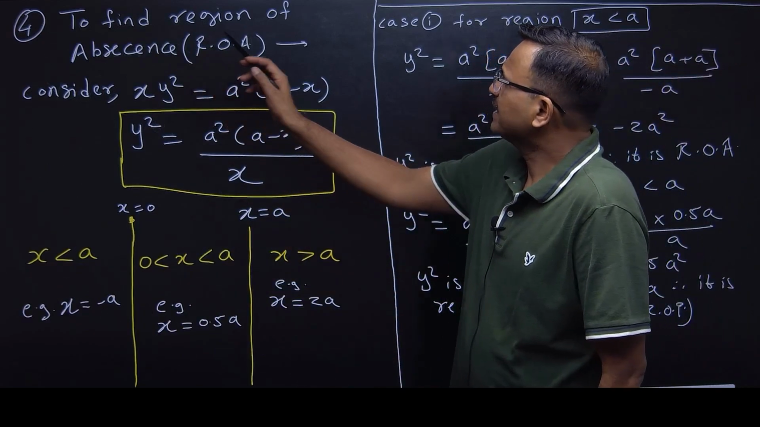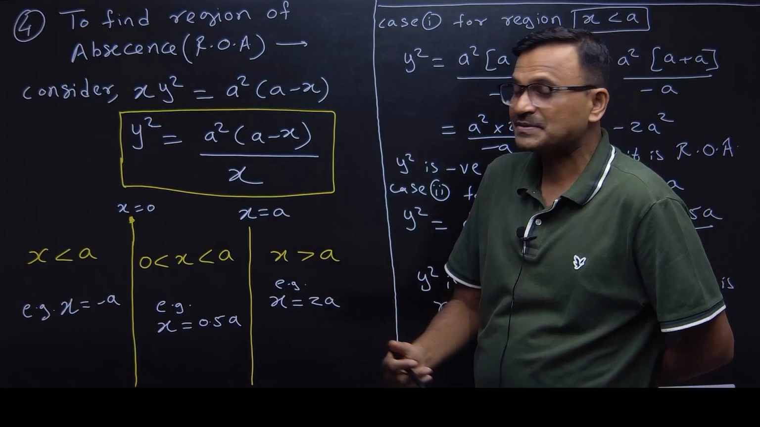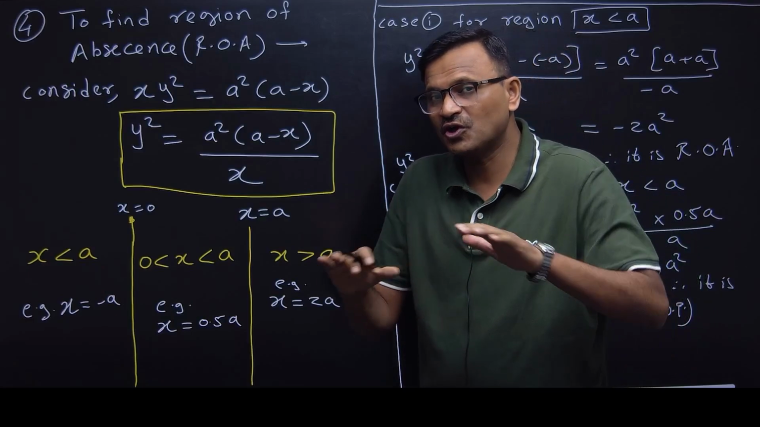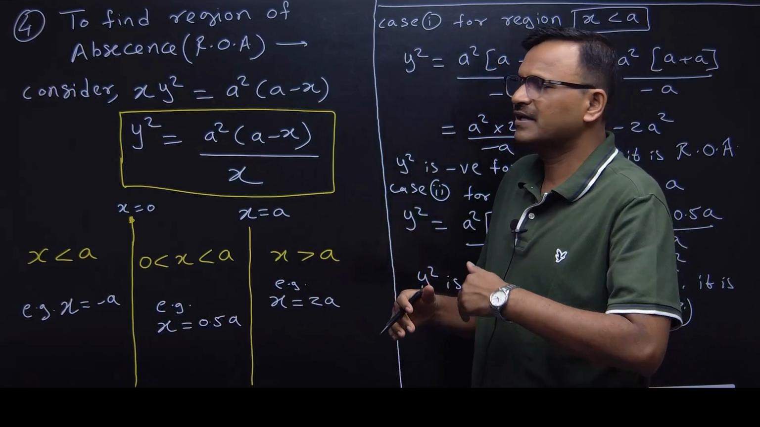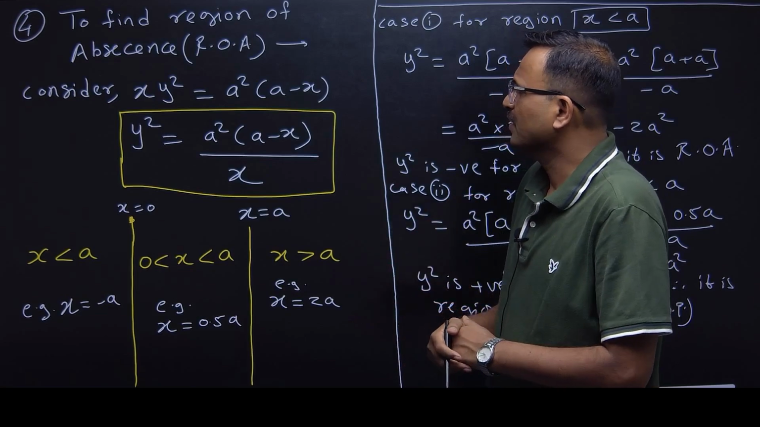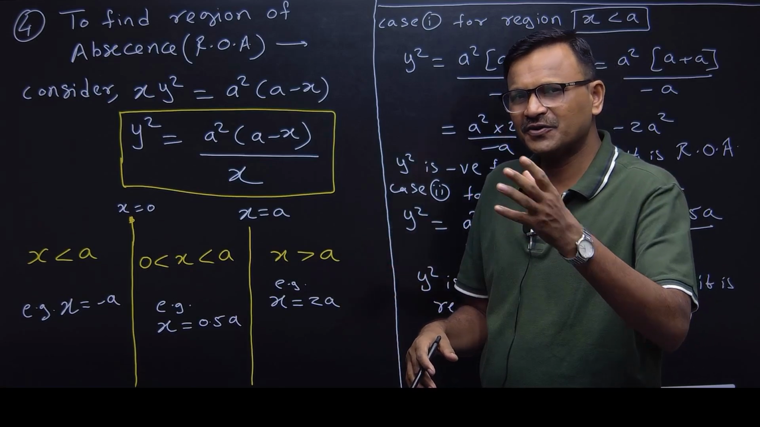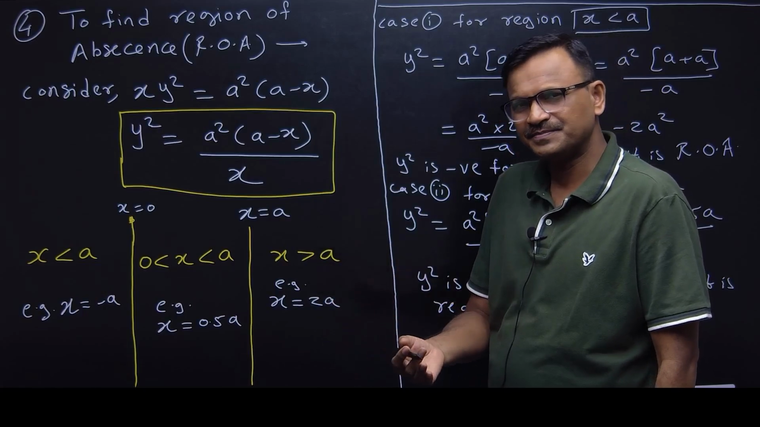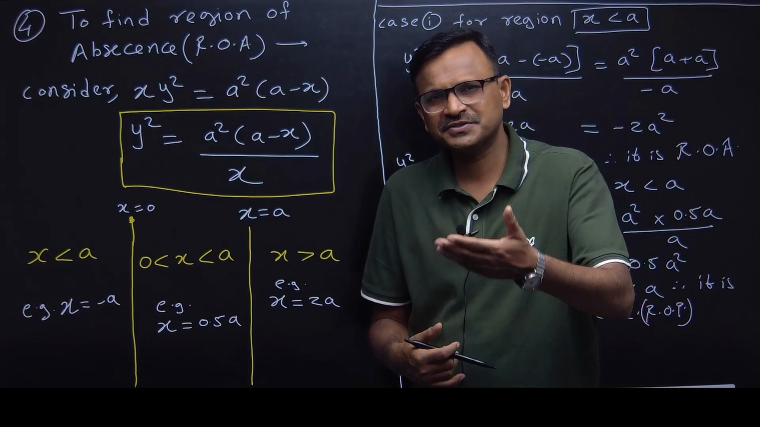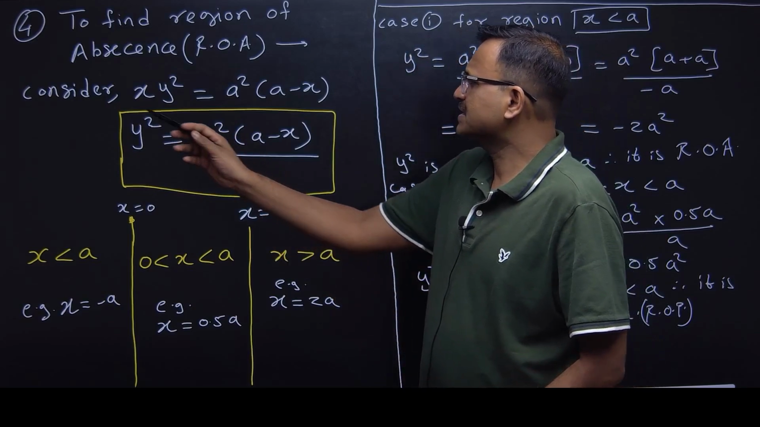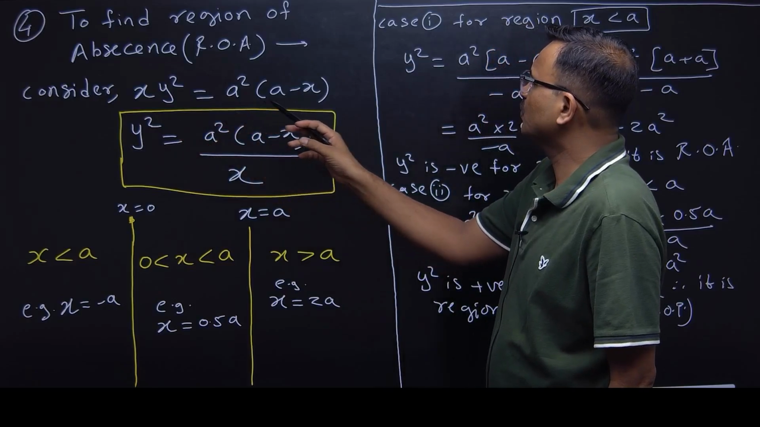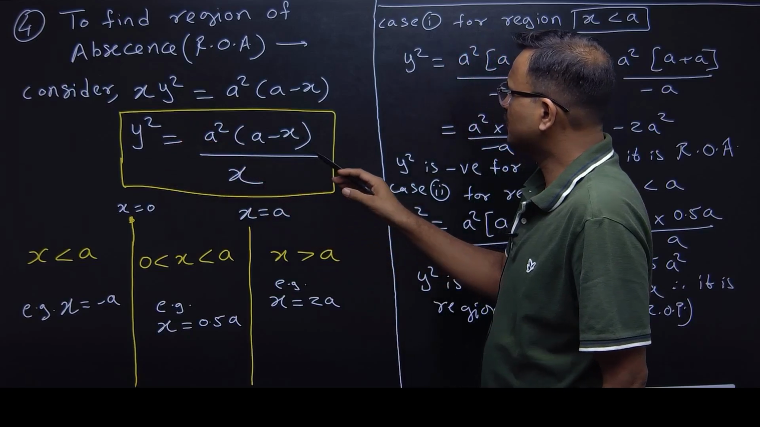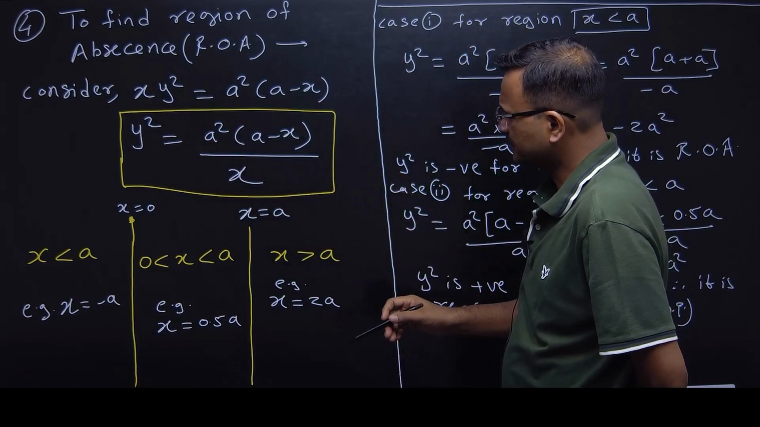Then to find region of absence, हमें region of absence find करना है. तो देखो, to find region of absence means the region where the curve is not present. हमें वो region find करना है जहाँ curve present नहीं है. तो automatically वो region भी मिल जाएगा कि जहाँ curve present है. Once we find region of absence, the region where the curve is not present, automatically we'll get the region where the curve is present. If you consider this equation, x into y square is equal to a square into a minus x. Solving this, we'll get y square is equal to a square into a minus x upon x.